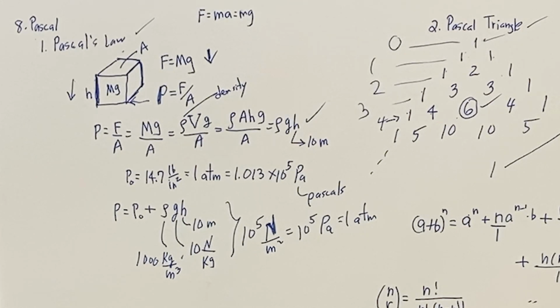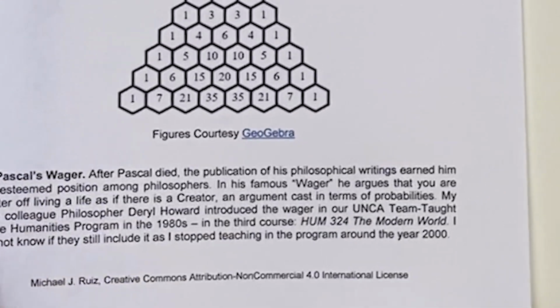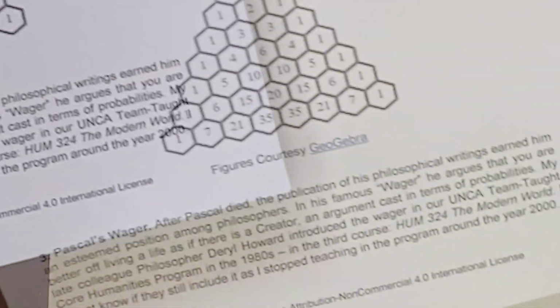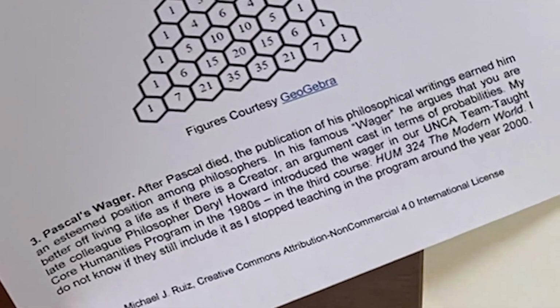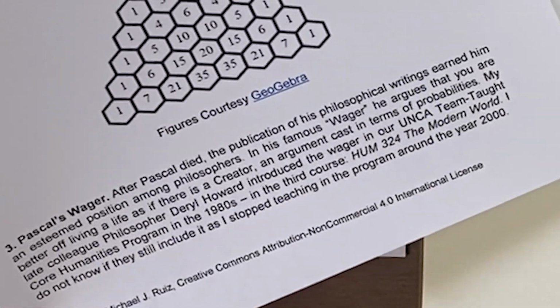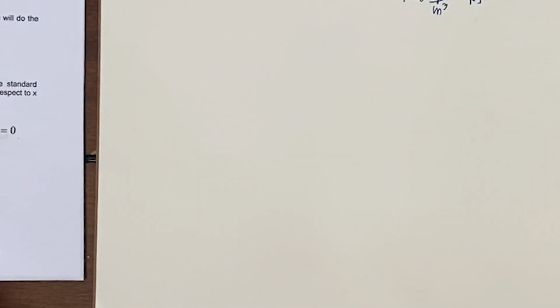And Pascal's wager, philosophy in terms of probabilities, where he wrote a treatise talking about whether you should believe in a creator in terms of probabilities. And it's very interesting. I team taught humanities at UNCA for many years, where Darrell Howard, my leader of that group, which is team taught by 16 faculty, a philosopher, actually used some of Pascal's writings in the humanities course. That's how I encountered the wager.